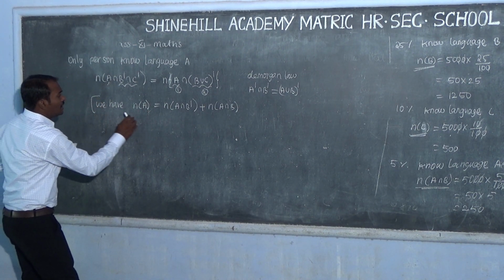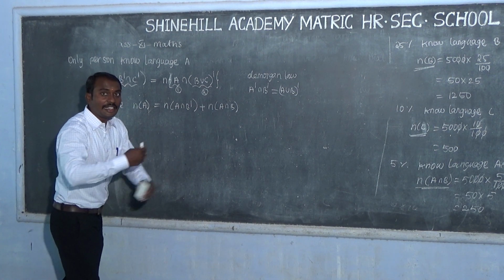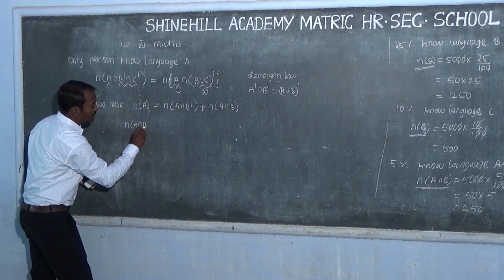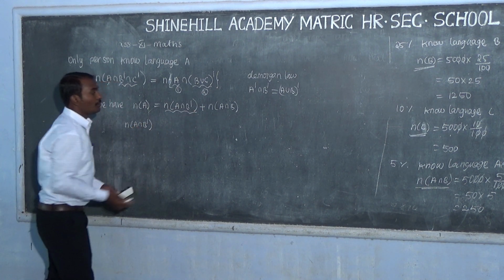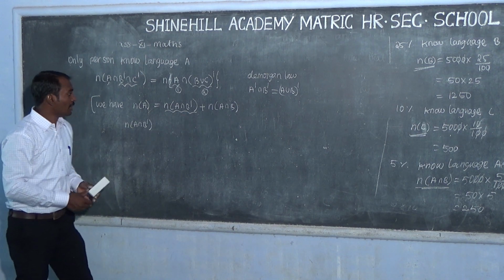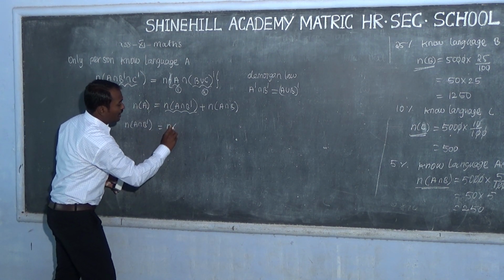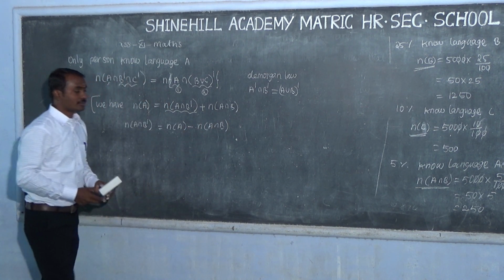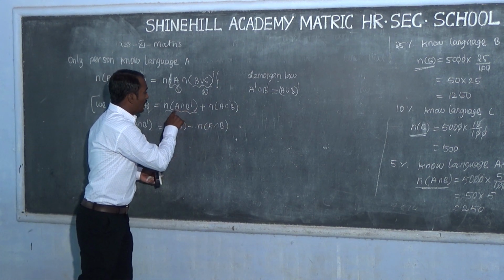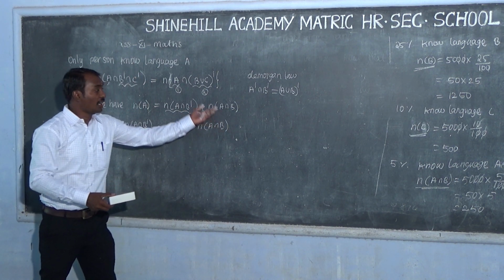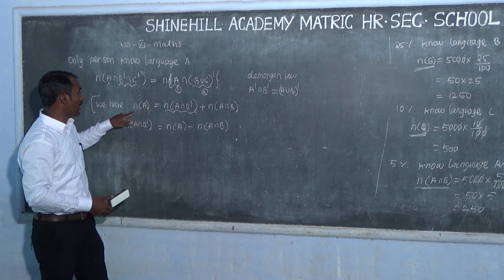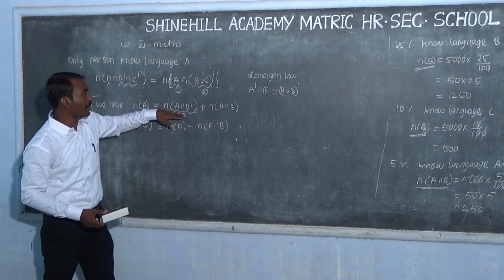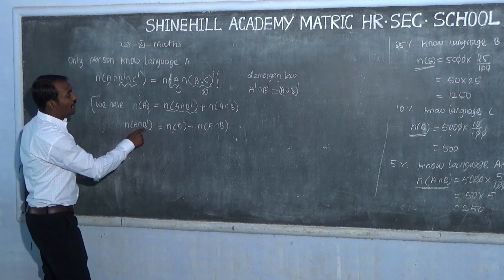See, in this formula we can rewrite, taking n of A intersection B dash only on the left hand side. I am going to take this value as n of A minus n of A intersection B. That means n of A intersection B comes to the other side, so I write n of A minus n of A intersection B as the value of n of A intersection B dash.